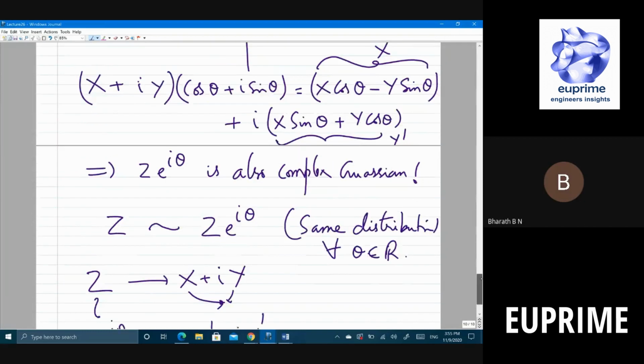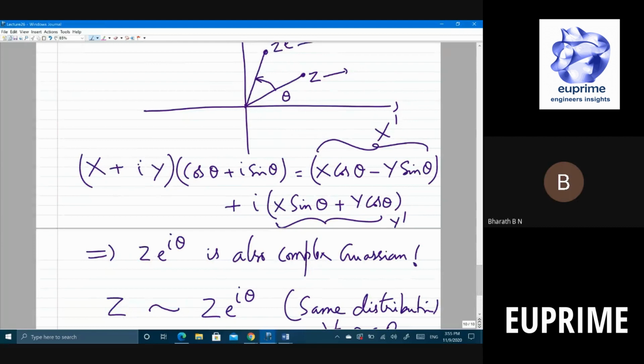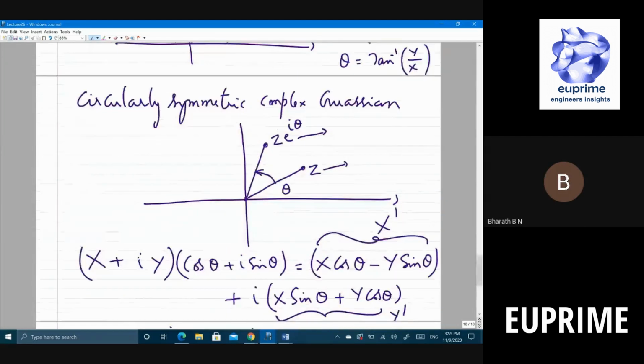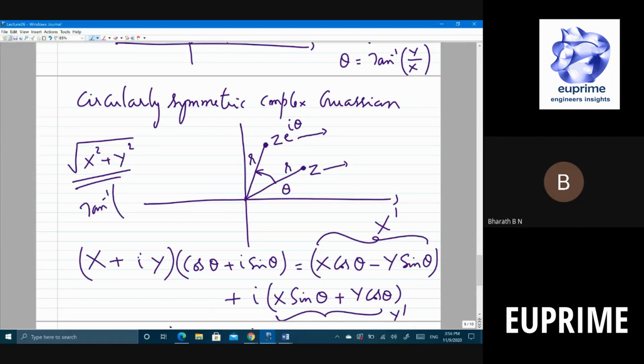Now, what is the obvious question? If the distributions were to match, what is happening here? If you take Z and multiply by e power i theta, what is happening to Z e power i theta? The radius is the same, right? That means the distribution of x squared plus y squared is not changing anywhere, regardless of whether it's circularly symmetric or not. But what is changing? The angle, right? So what will be the new angle? The new angle will be x sine theta plus y cos theta divided by x cos theta minus y sine theta, right? Is that correct?